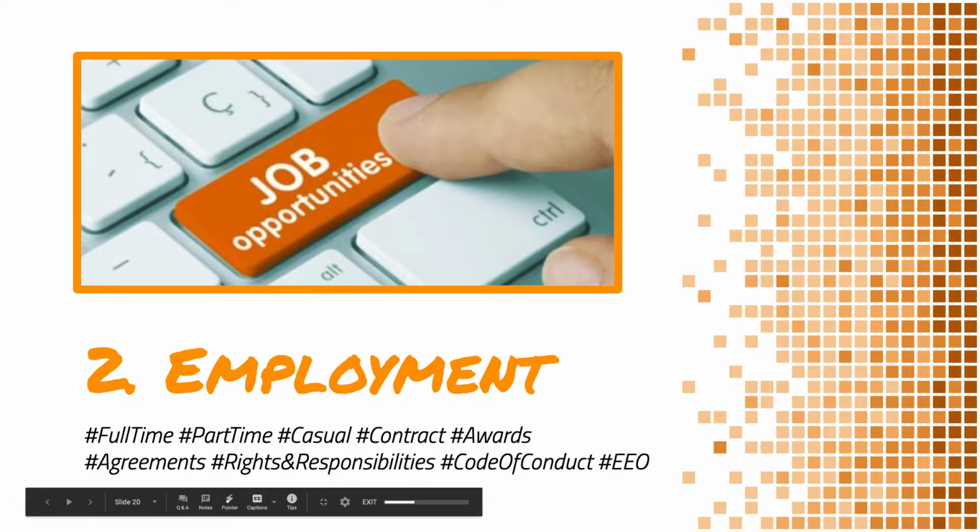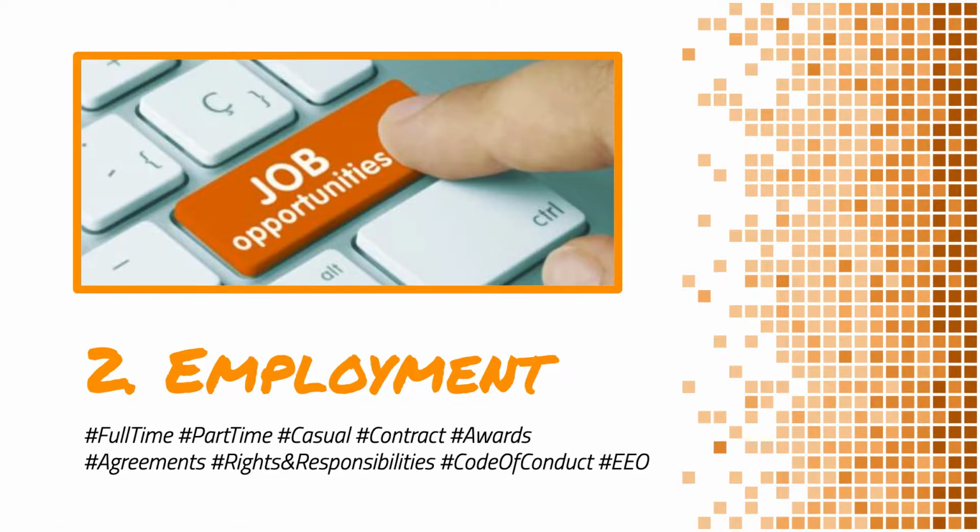the HSC syllabus for working in the ICT industry. And section 2 is really all about employment. I'm going to cover the different types of employment you can have: full-time, part-time, casual, contract, etc. The different ways you can be employed, awards, agreements, and the rights and responsibilities that you have as an employee to the company that you work for.